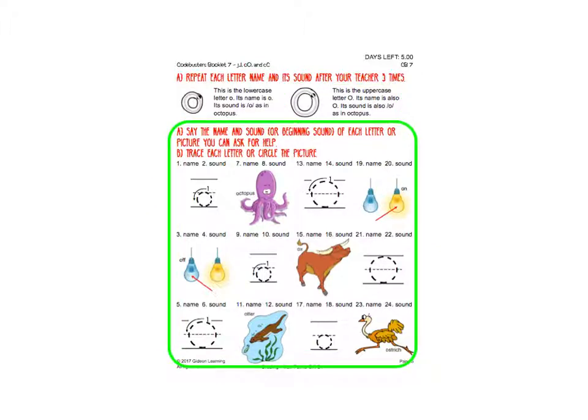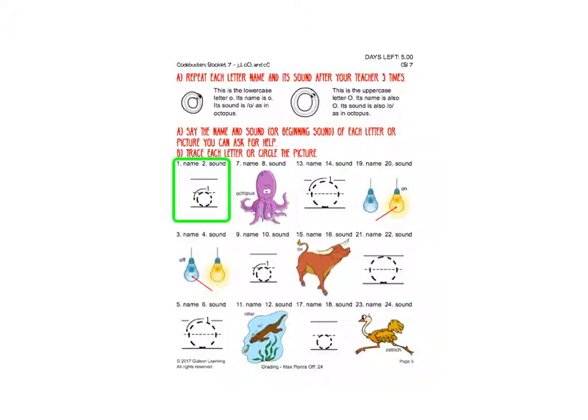Say the name and sound or beginning sound of each letter or picture. You can ask for help if you're not sure what the picture is. Trace each letter or circle the picture. This is the letter O. Its sound is ah. And now we can write our lowercase letter O. This is a picture of off. The beginning sound is ah. And now we can circle it.